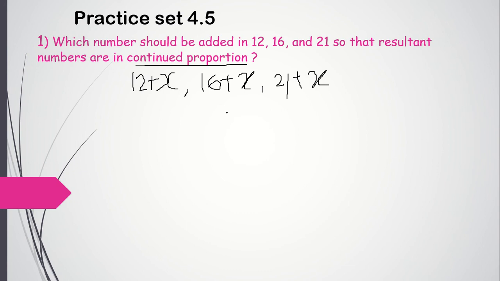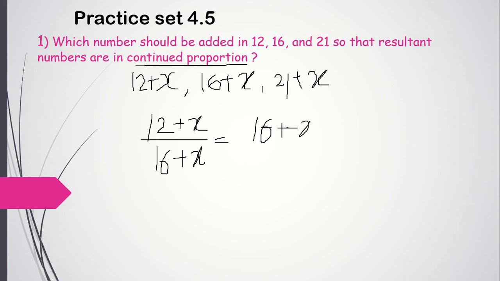Now continued proportion means we know the second number, we are going to repeat it. So it's going to be (12 plus x) upon (16 plus x) is equal to (16 plus x) upon (21 plus x).